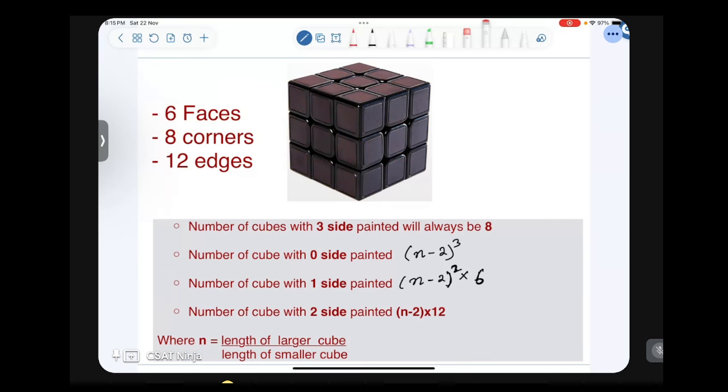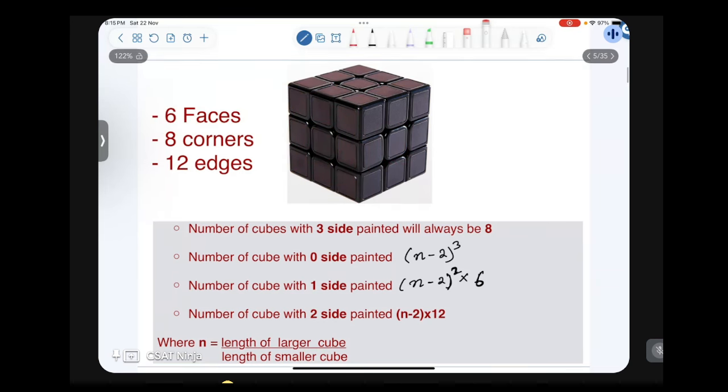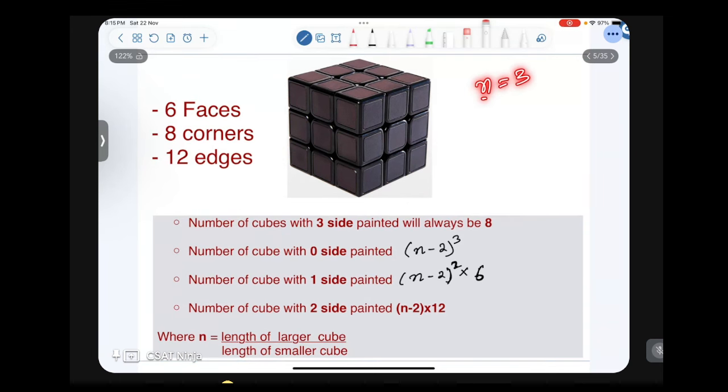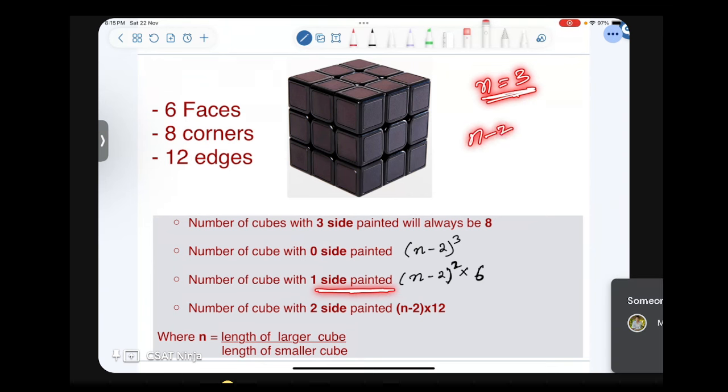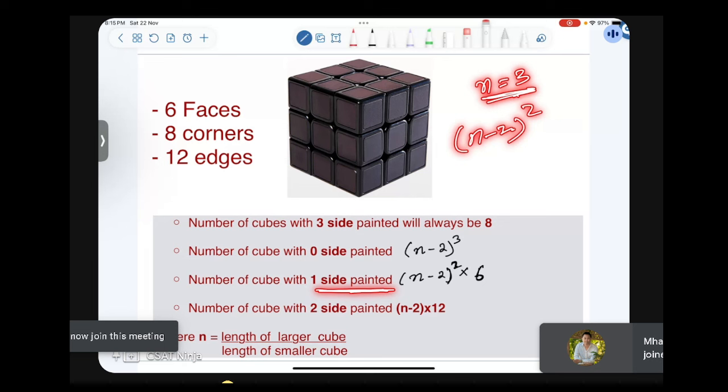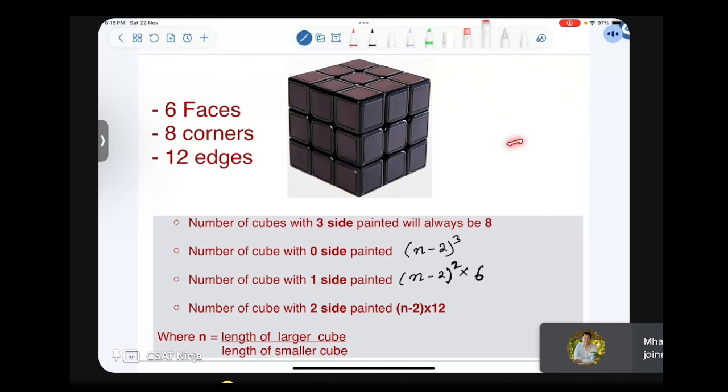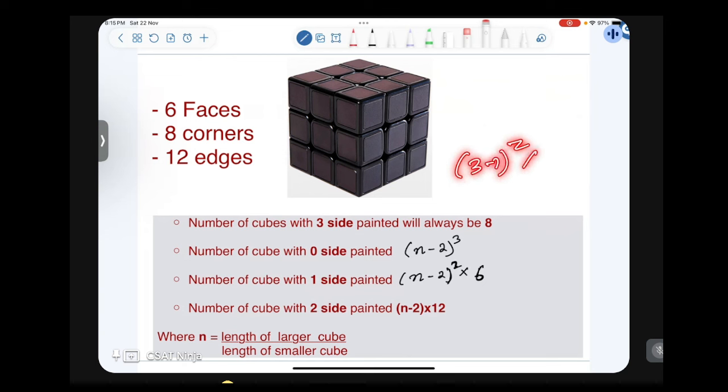So if you want to find it, in our previous question, n was how much? n was 3. So if n was 3, then to find one-side bended, it will be how much? n minus 2 to the power 2, into 6. That means 3 minus 2 to the power 2 into 6. That means 1 into 6. So 6 here. That means we have 6 cubes that are one-side bended. We have 3 here, and behind we will have 3 more. Okay, so that is how we find it.